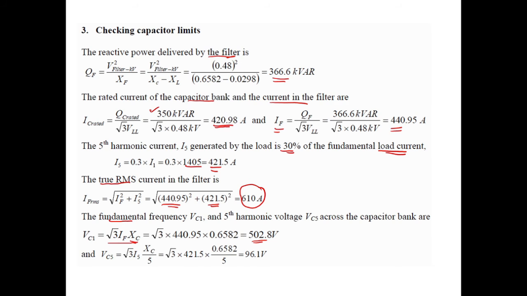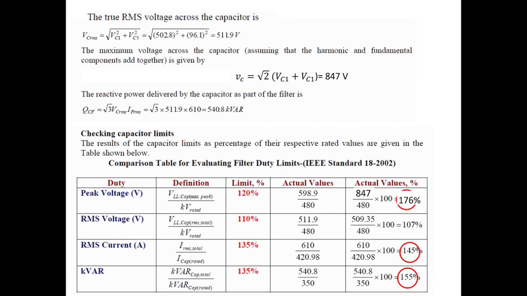For the fifth harmonic voltage, we have to multiply the harmonic current times the impedance of the capacitor for the fifth harmonic. So that will be 96. Then now we can calculate the true root mean square value for the voltage, which will be the square root of that square plus this value square, and this is given over here. That will be 511.9.